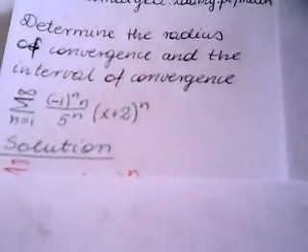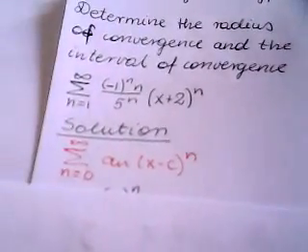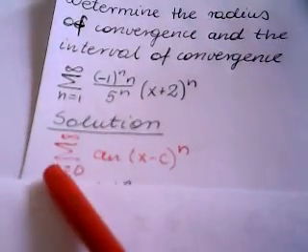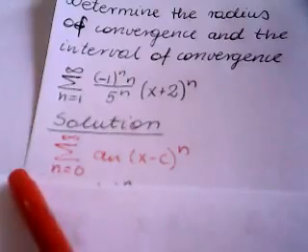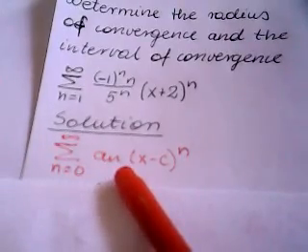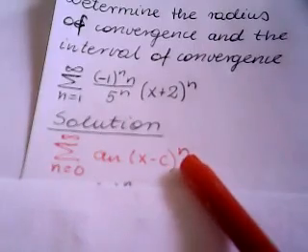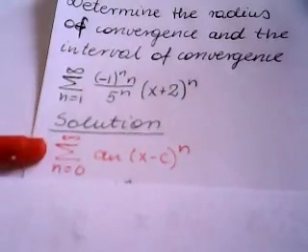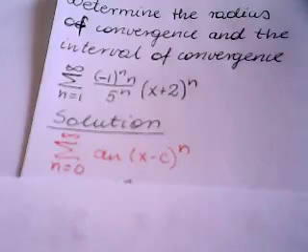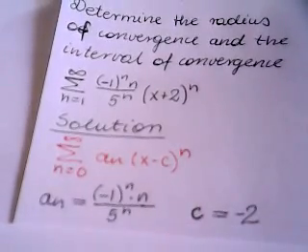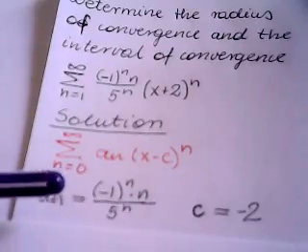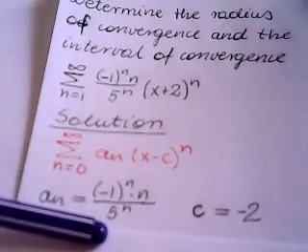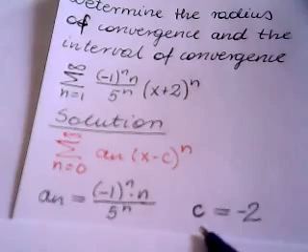Now the solution. But before the solution, we are recalling the formula of the power series: the sum from n equals 0 to infinity of a_n (x - c)^n. Now we compare our formula and our example. We can see a_n equals (-1)^n times n over 5^n, and c is -2.